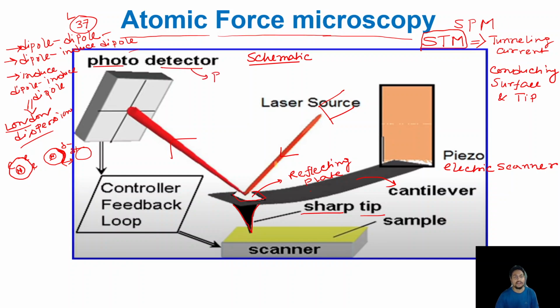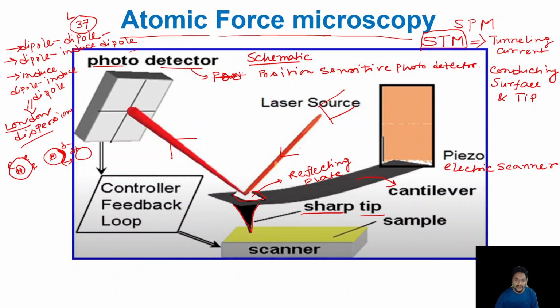This is called a position sensitive photo detector. I'll talk in detail about how this photo detector works, how the tip should be, and what kind of material it should be, so that we can get good pictures and all. I'll discuss all this. So this is a basic schematic diagram.